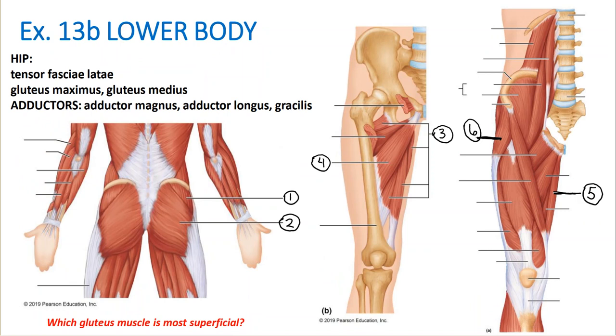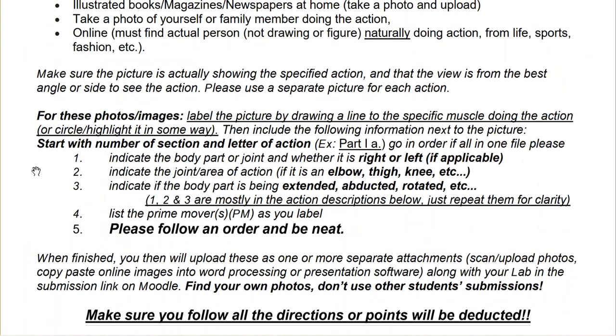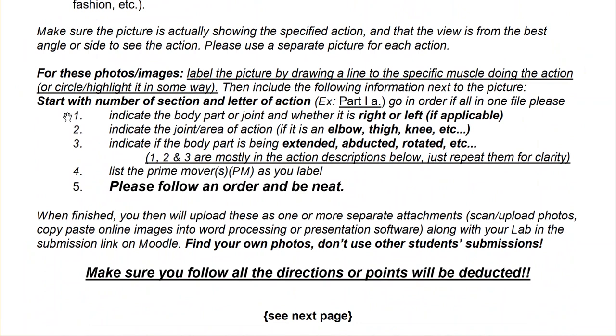Let's go take a look at that. So here we are. You're still going to be finding prime movers, all the same stuff. So what part of the body, what joint is being moved, what is the action, what are the prime movers, one or more, usually 1 to 4, and then please follow this order and be neat for every picture.